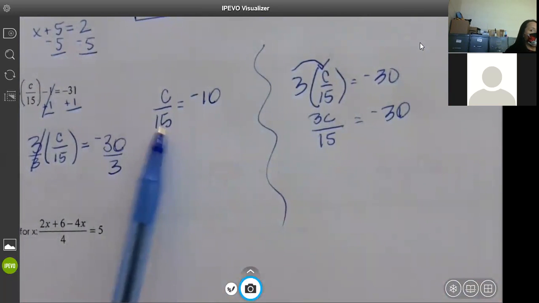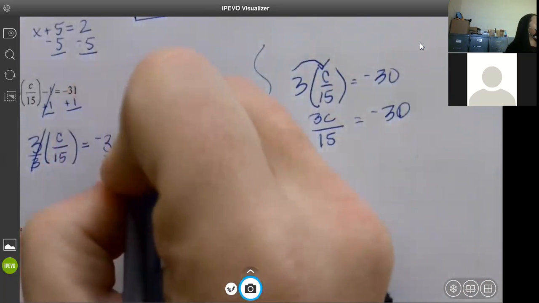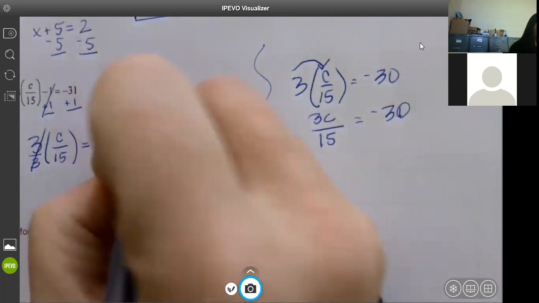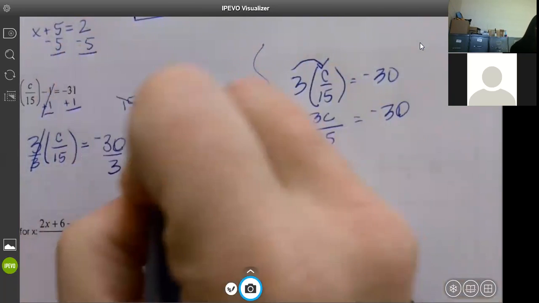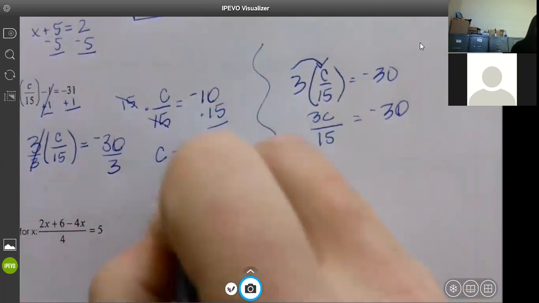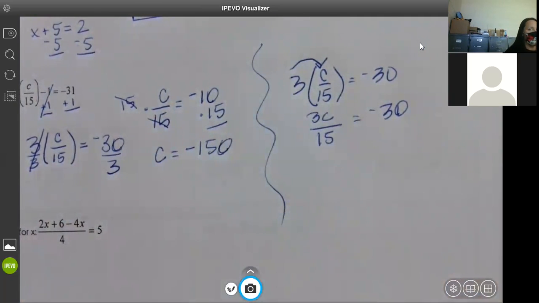How do I get rid of this 15? What are we doing right here? What's this little bar mean? Divide 15. How do I get rid of it? What's the opposite of divide? Multiply. Good. That's okay. So I'm going to multiply by 15. These cancel out. And negative 10 times 15, again, if you need to use a calculator, use it, is negative 150.